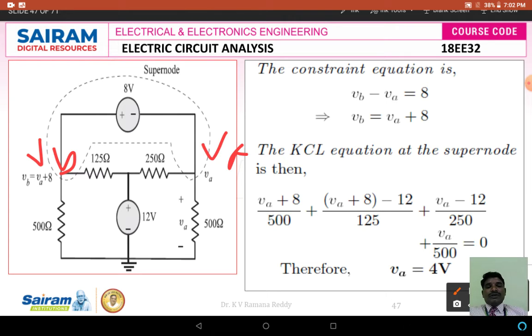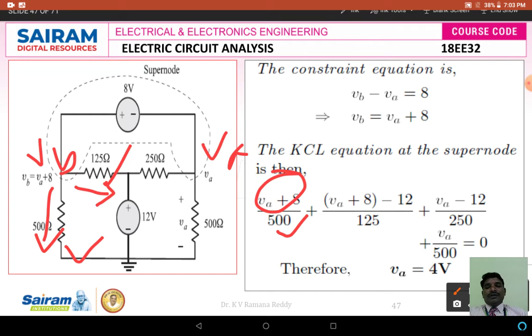How the equation is as follows: from VB onwards, one current is flowing towards the ground and one current is flowing away from VB, and we will write that equation. For this current, we will write VB by 500, and VB we can write as VA plus 8, and this current we can write as VB divided by 125.